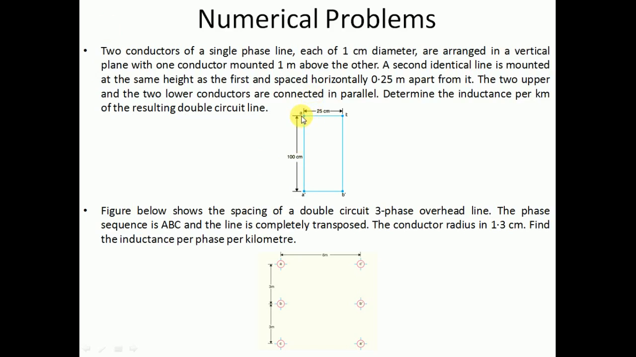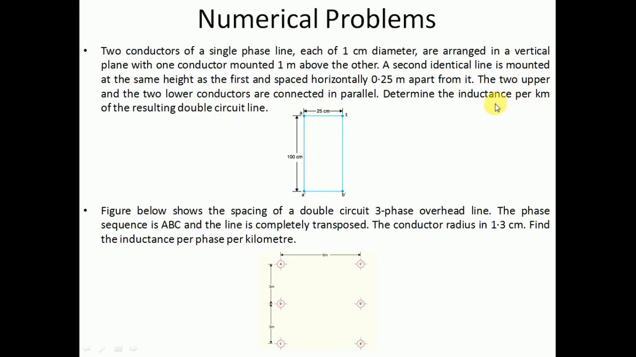It's actually a single phase. Basically the single phase system will consist of two conductors. In this case, each conductor is further made up of two subconductors, A dash and B dash. So it's actually a single phase double circuit arrangement. The radius of the conductor and the spacing is clearly given. You are asked to find the inductance per kilometer of the resulting double circuit line.